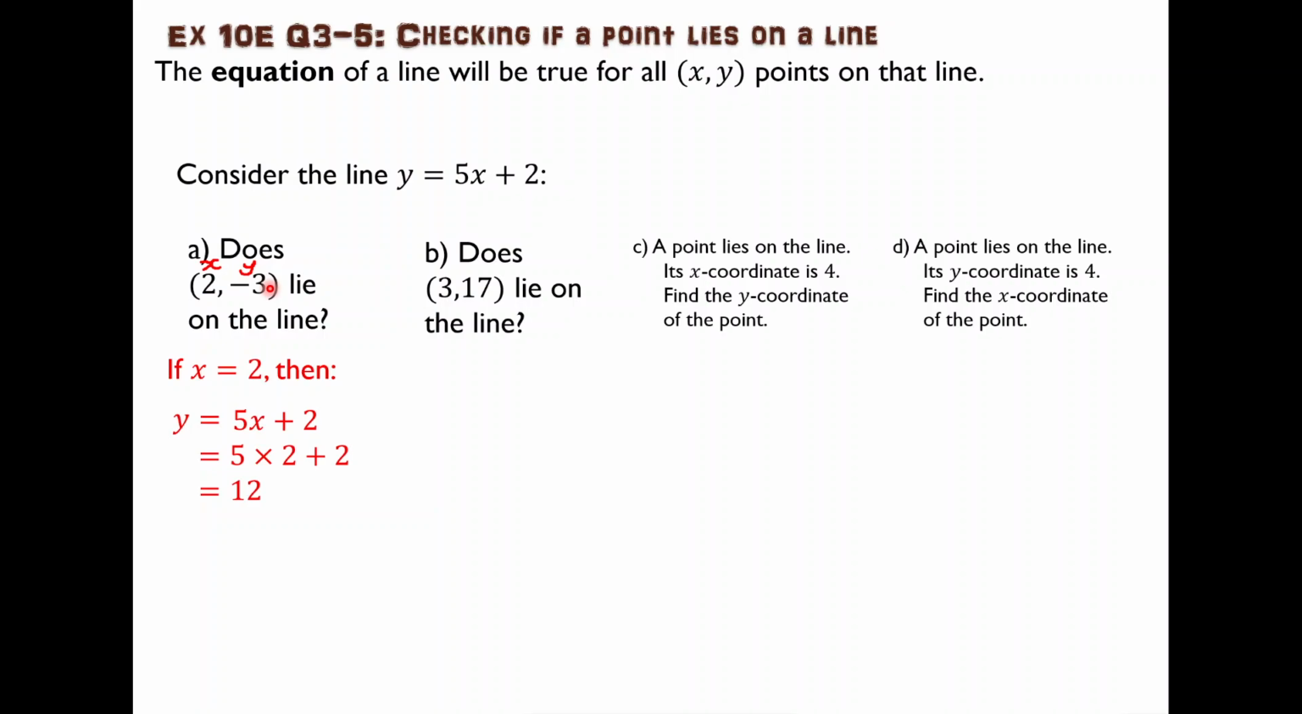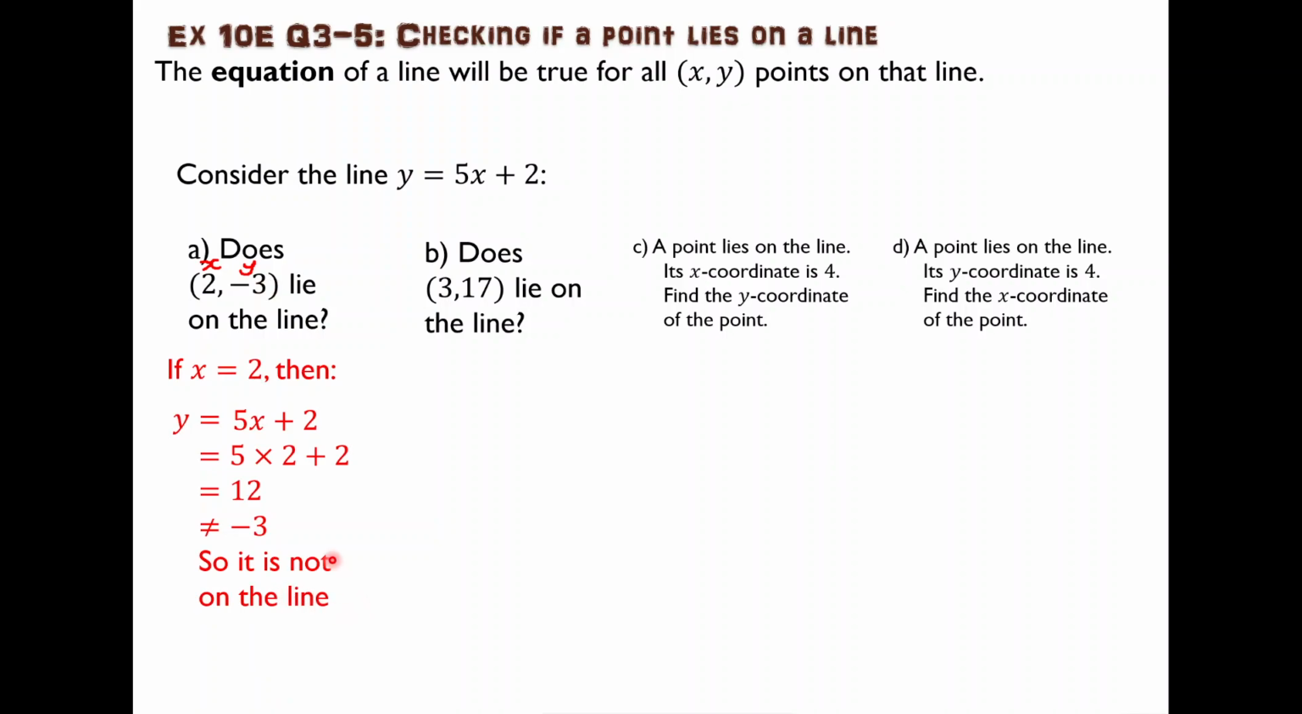This cannot be true. So 12 is not the same as negative 3. Do you like this symbol? It means not equals. So we got 12, but that's not negative 3. We were expecting negative 3, so it is not on the line.